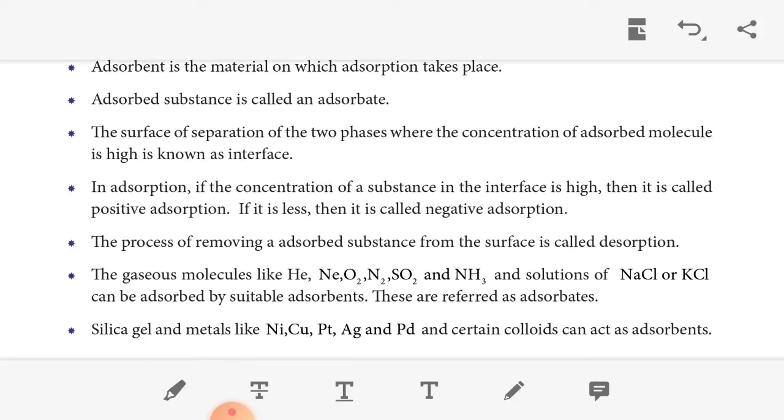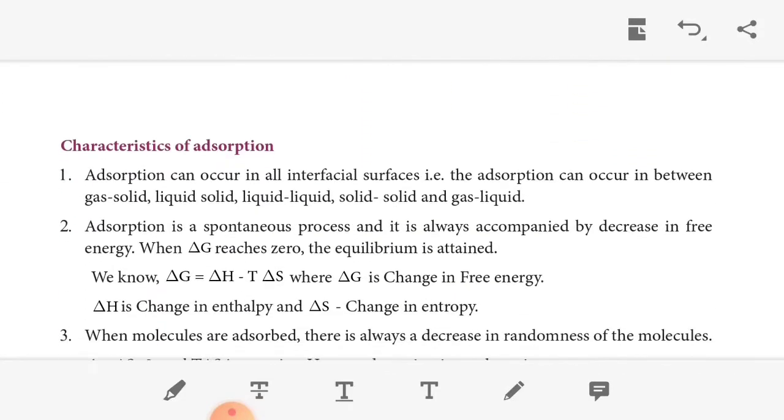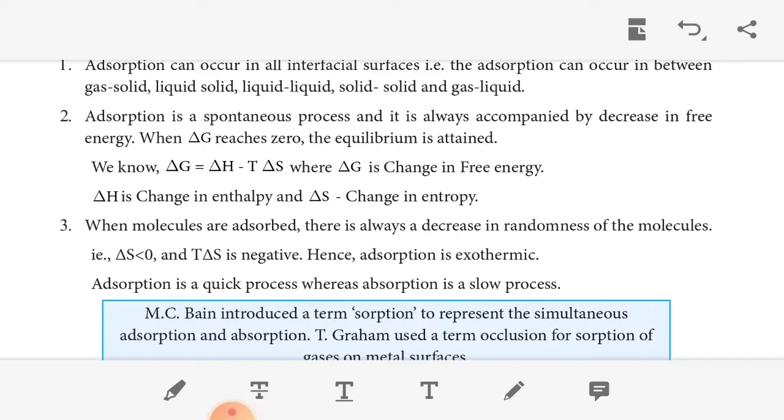The next one, characteristics of adsorption. So what are the characteristics of adsorption? Here there are 5 points. It may be asked in a 2 marks question. You can write 3 points.